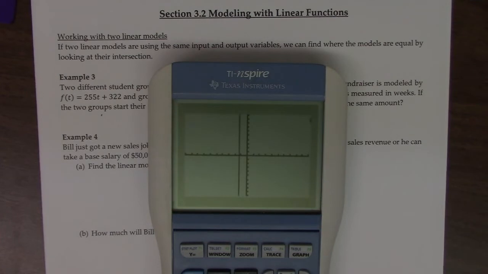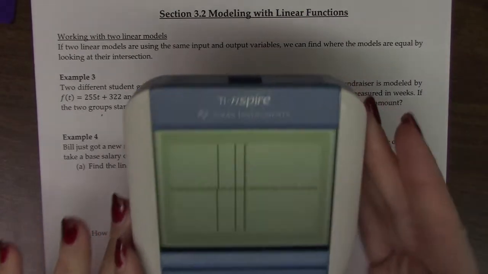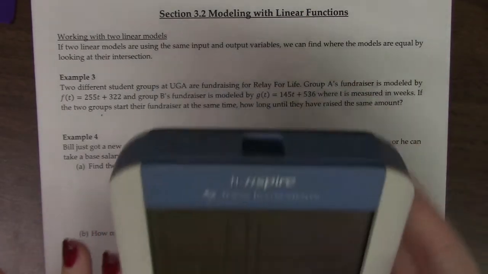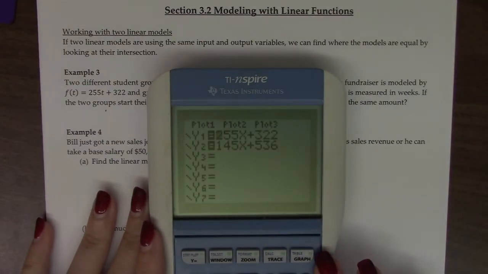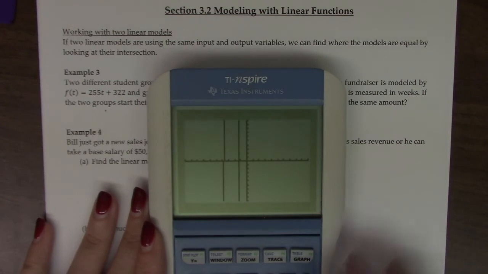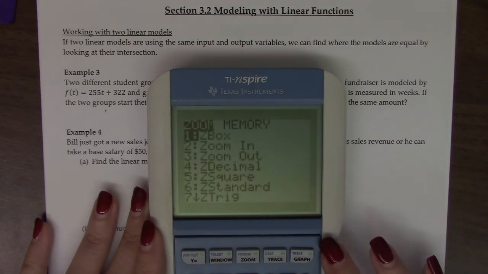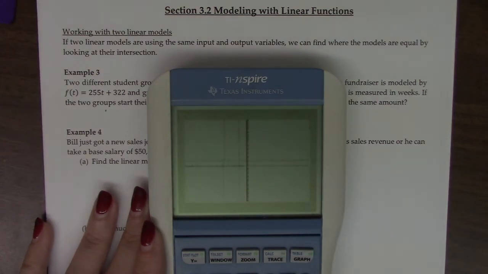I'm just going to zoom standard because I want to reset the window, because I don't think this is going to take hundreds of weeks. So we're graphing this, and it's weird because they're both in the negative territory. That doesn't feel right. So let's go back to our y equals. These should have been lines: 255t plus 322 and 145t plus 536. Okay, so this means that these lines are almost vertical. We can't see anything, so let's zoom fit. It's going to adjust the y scale. Yeah, now we get nice lines.